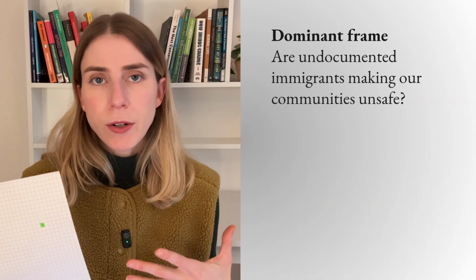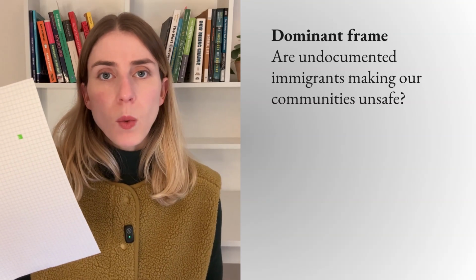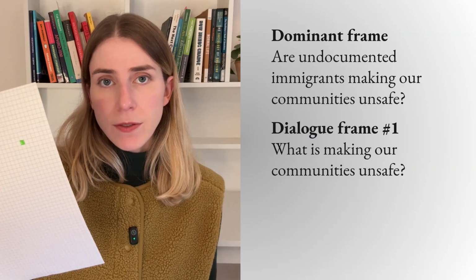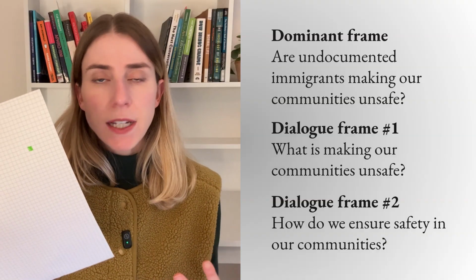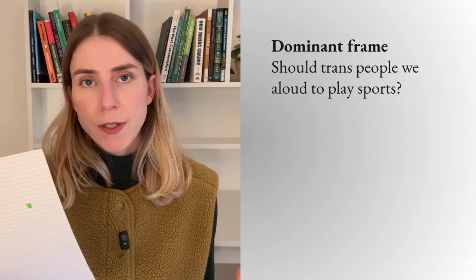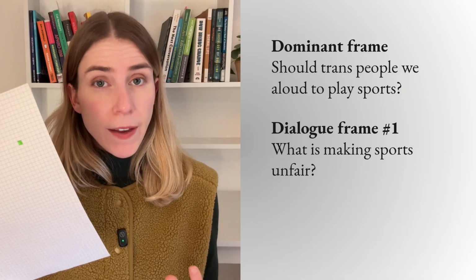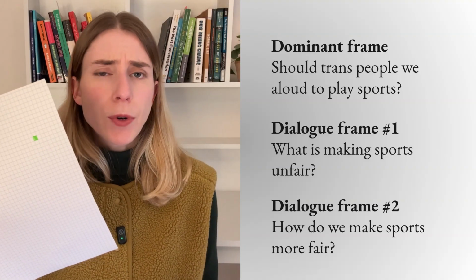Let me give you a couple examples of what this might look like using a controversial topic. So the dominant discourse inside this green square might ask, are undocumented immigrants making our communities unsafe? But the broader question could be, what is making our communities unsafe? Or how do we ensure safety in our communities? Make sense? Okay, here's another. The dominant discourse might be asking, should trans people be allowed to play sports? But the broader underlying question could be, what is making sports unfair? Or how do we make sports more fair?